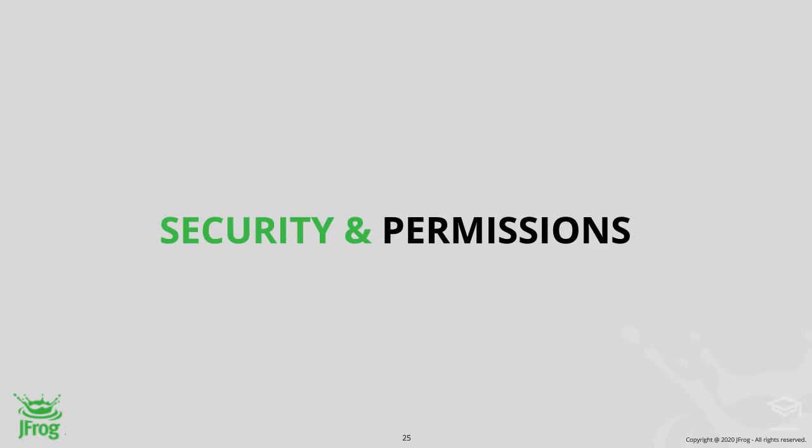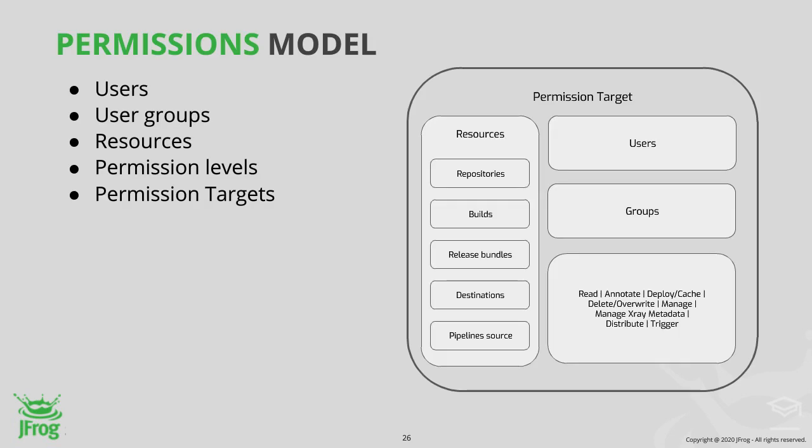security and permissions, right? So Artifactory has, I'm sure you guys are pretty used to, users and groups and whatnot. What we also have is a concept of permission targets. So what is basically a permission target? So we have users and groups. Users are users, groups are groups of users. It's nothing new about that, right?